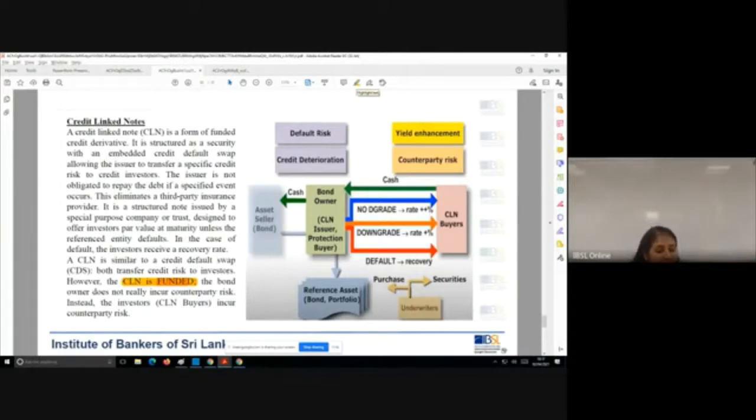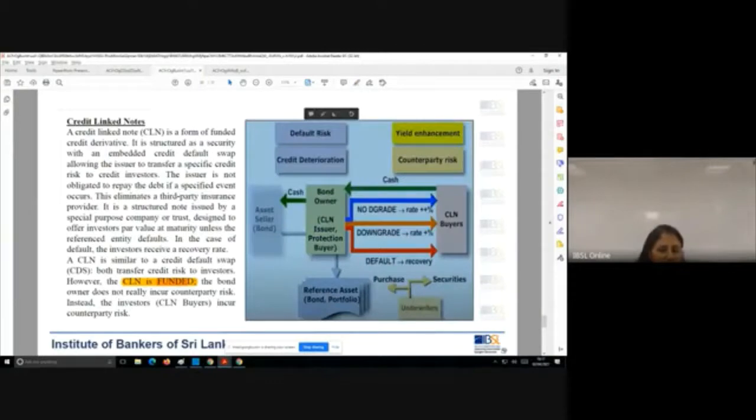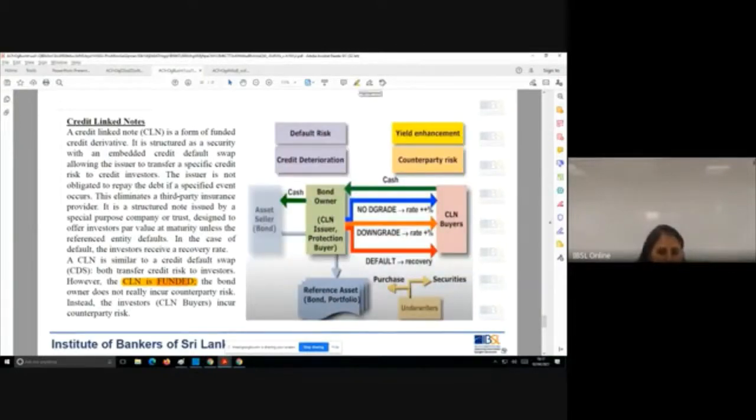You get the money upfront. Okay. And another difference is the bond owner is not exposed to counterparty risk. Who is now exposed to counterparty risk? It is the CLN buyer who is exposed to the counterparty risk. Okay. Now, because of this, you don't need another insurance provider in this arrangement. The bond owner doesn't need any insurance. Why? They already get the money upfront. They need not insure for anything. If there is any default, then the default is passed to the CLN buyer.